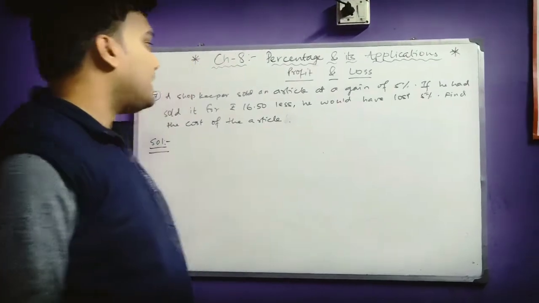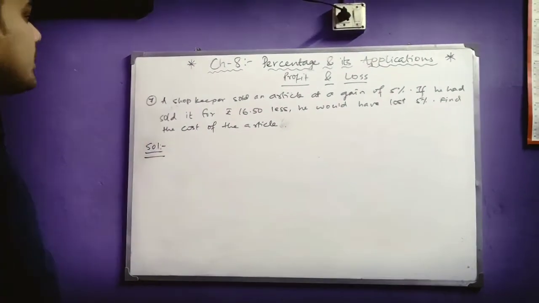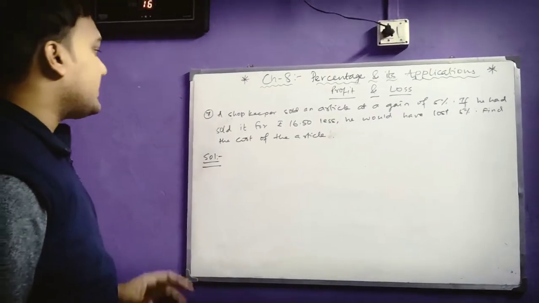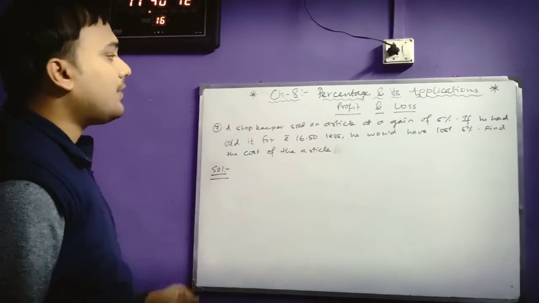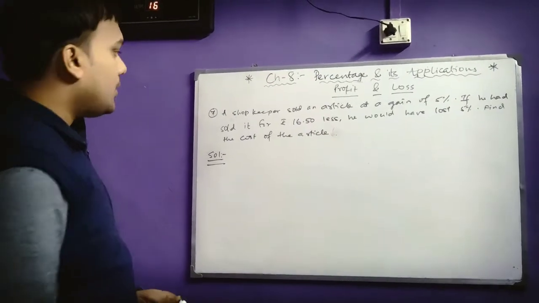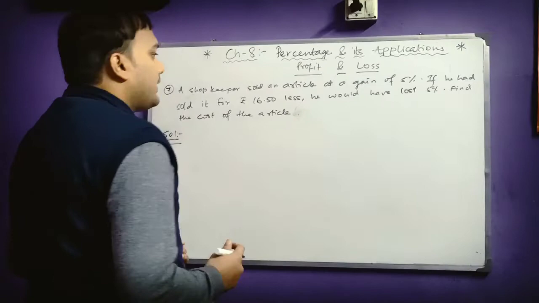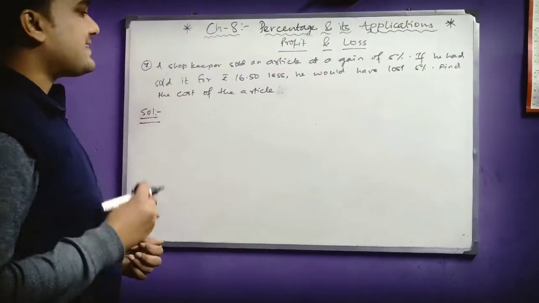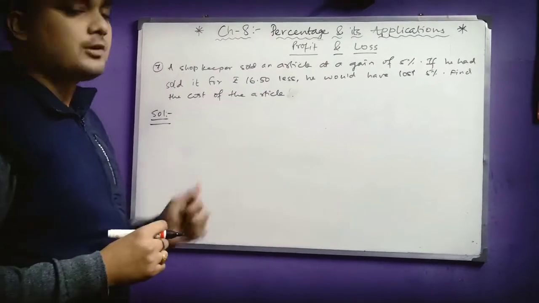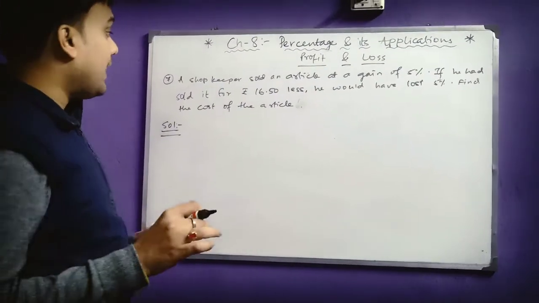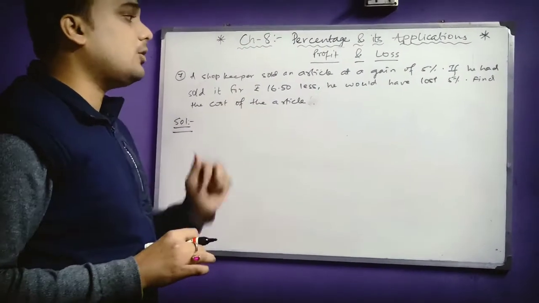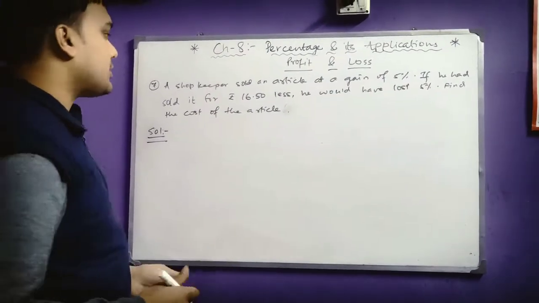Okay students, here you will see one more question. A shopkeeper sold an article at a gain of 5%. If he had sold it for rupees 16.50 less, he would have lost 5%. Then find the cost price of the article. So students, there are two cases here. If he sold for some amount, he made a profit of 5%. But if he sold for rupees 16.50 less, then he would have made a loss of 5%. Then what is the cost price?